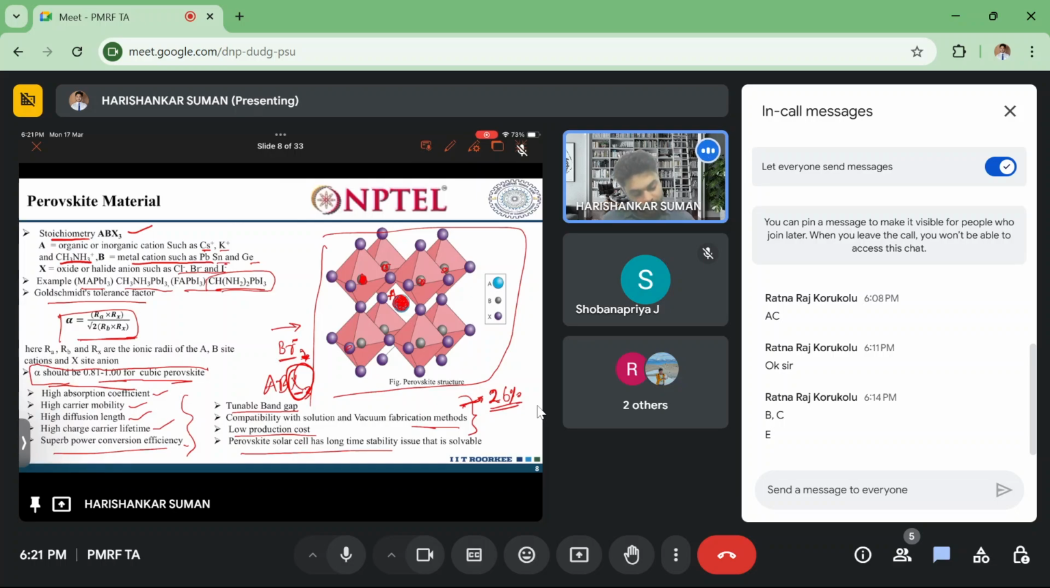But the issue is this: the lifetime is around 1 year, and silicon has 20 to 25 years. So people are working on this gap, improving the lifetime of perovskite solar cells. And due to the tunable band gap, people use this perovskite solar cell with another solar cell to make a tandem.